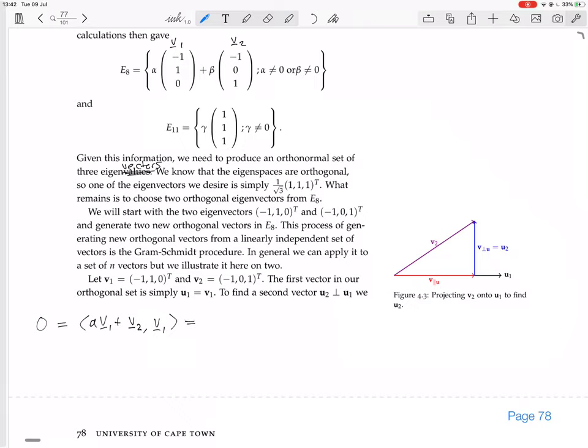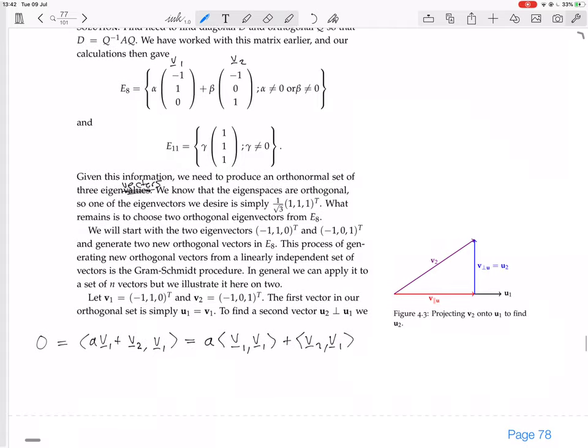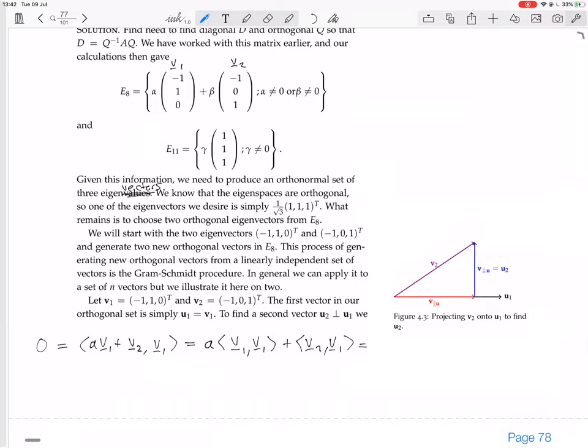Of course, you start off by using the fact that the inner product is linear, at least in its first argument, or at least with real vectors. So you have A, then V1 with V1, and then you have V2 with V1. What is the inner product of V1 with itself? You have minus 1 times minus 1, which is 1, plus 1 times 1, which is 2. So this is 2a.